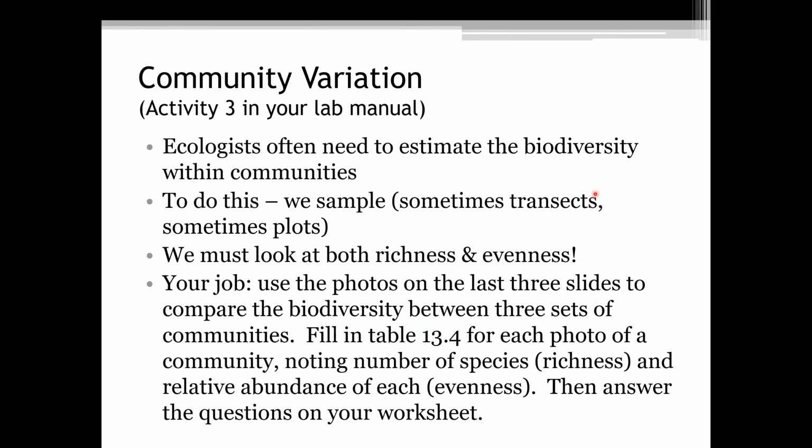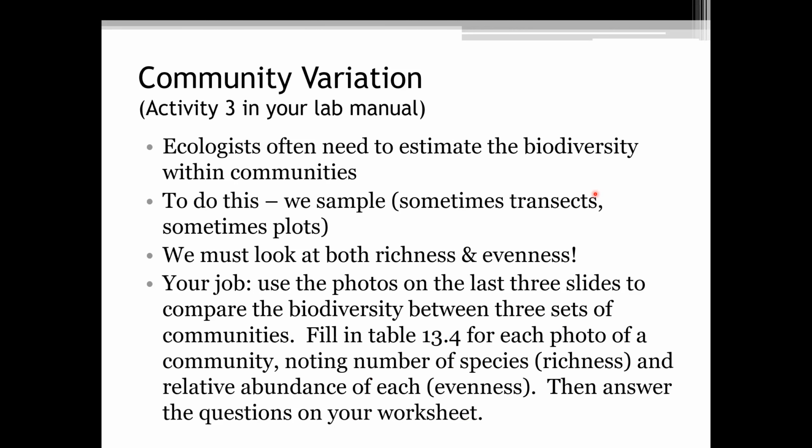Ecologists often need to estimate the biodiversity within communities. To do this, samples of the number of species and the number of individuals must be taken in each community to be compared. The best way to do this often causes a lot of debate, but we can sample using transects or plots. I will discuss both of those in the next slides. When we use transects or plots, we want to look at both richness and evenness. Remember, this contributes to biodiversity.